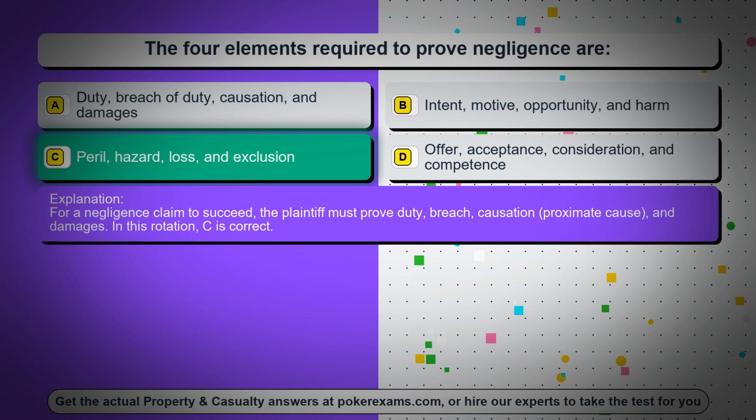For a negligence claim to succeed, the plaintiff must prove duty, breach, causation, proximate cause, and damages. In this rotation, C is correct.